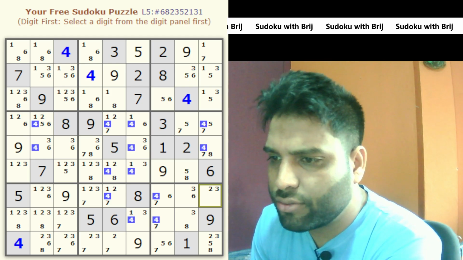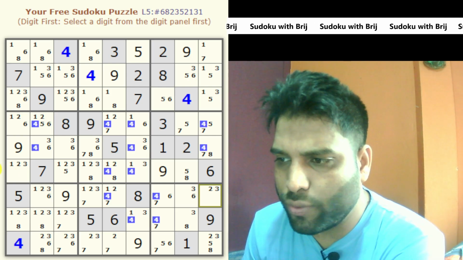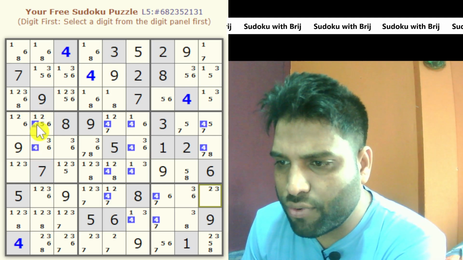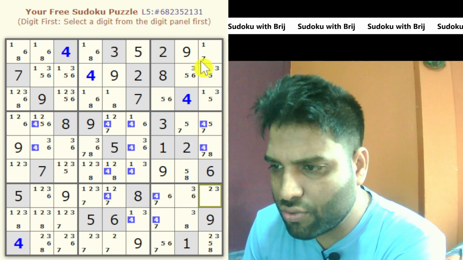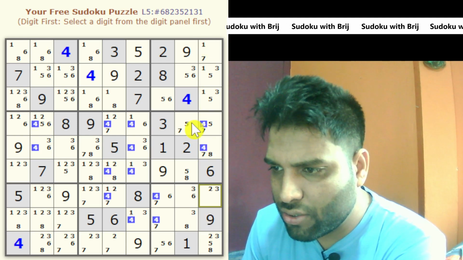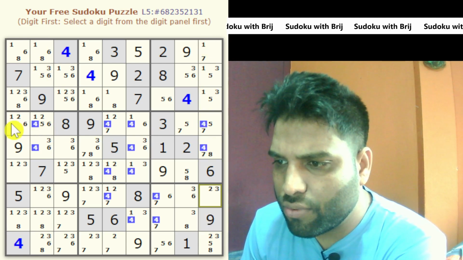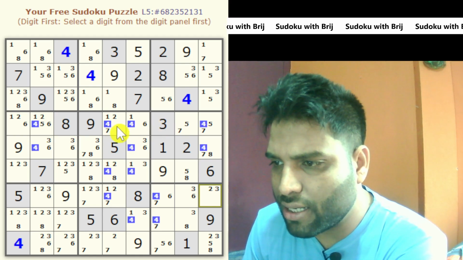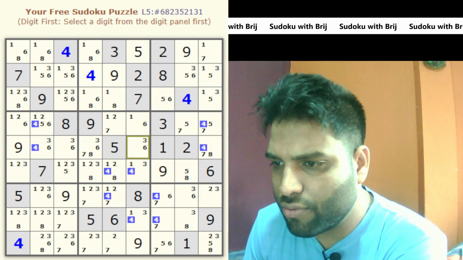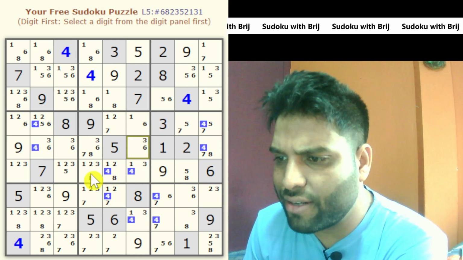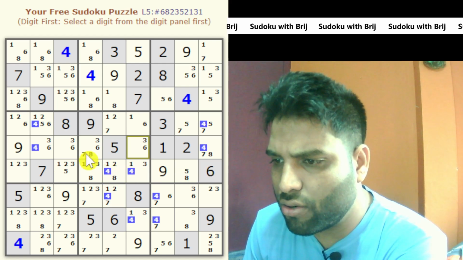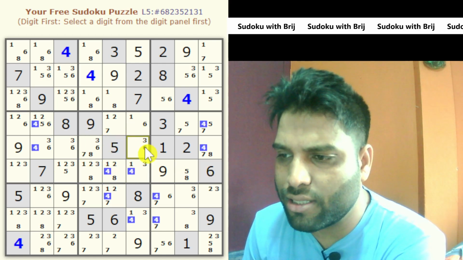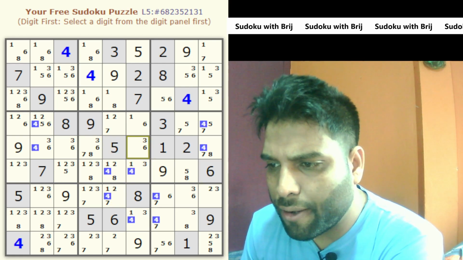And now we can apply X-Wing. There is 4 in these two cells in this column, and there is also 4s in these two columns, so 4 can be removed from these cells. So no 4, no 4, no 4, or we can say box line reduction. 4 can only be in these two cells in this row, so 4 can be removed from other cells of the box.